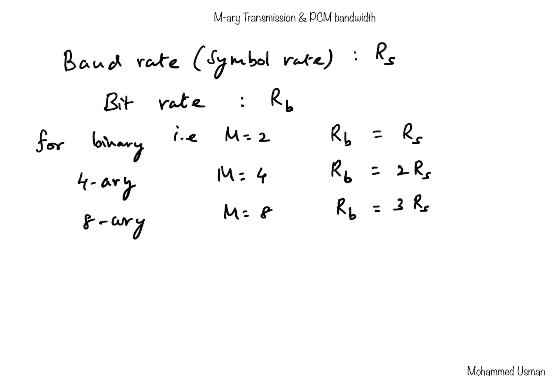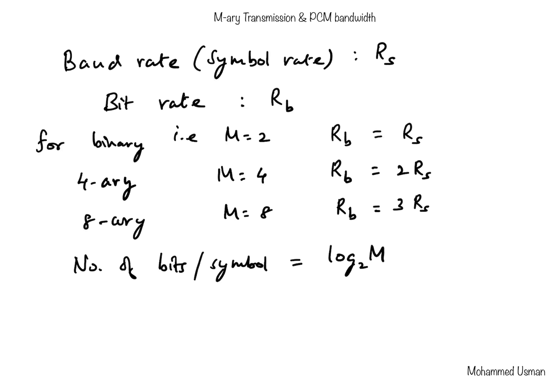So the relationship between bit rate and symbol rate is given by: the bit rate is equal to the number of bits per symbol times the symbol rate. So how do we get the number of bits per symbol from M? The number of bits per symbol is equal to logarithm to the base 2 of M. So for the binary case, we have 1 bit per symbol. For 4-ary, we have 2 bits per symbol. For 8-ary, we have 3 bits per symbol, and so on.